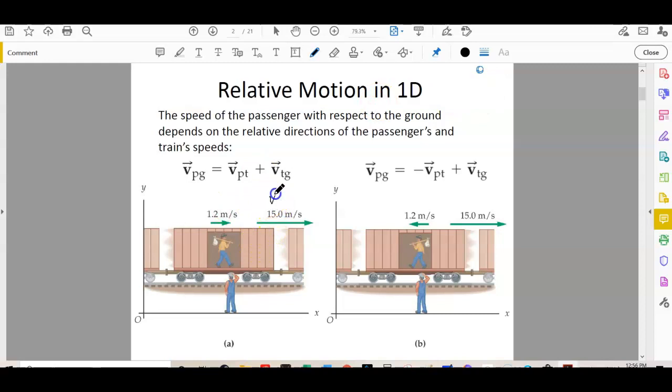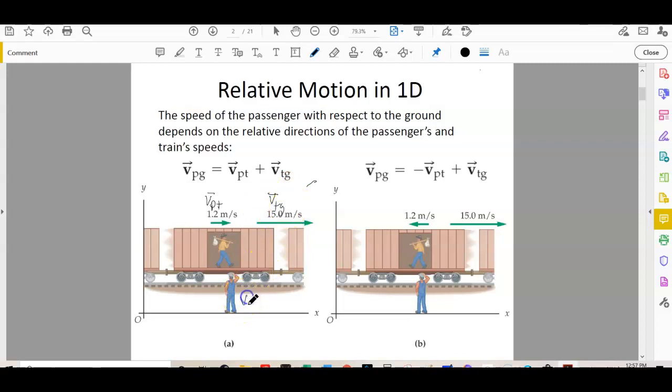This is V_TG. Why is it TG? I don't know. Anyways, this is the person on the train, V person on the train, and this is V_TG, which is the train itself. It should just be V sub T, but okay, I think they're doing train to ground. So the train is moving at 15 meters per second.